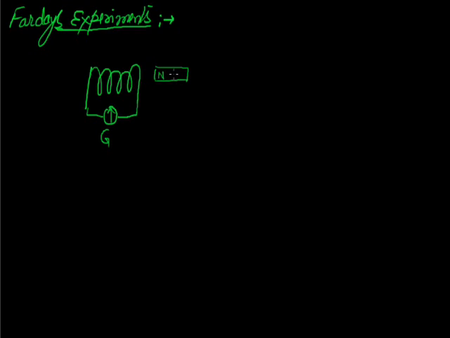This one is the north pole, this one is the south pole. The magnetic lines of force of the magnet will be in such a way. They start from the north pole. These are the magnetic lines of force. At this time, there will be no deflection in the galvanometer. Zero deflection in the galvanometer. If we give motion to this magnet, it may be towards the solenoid or away from the solenoid.